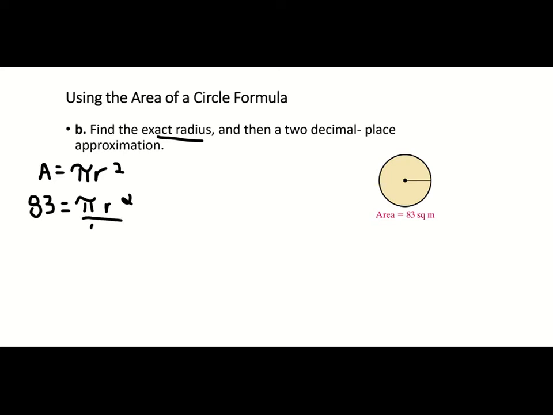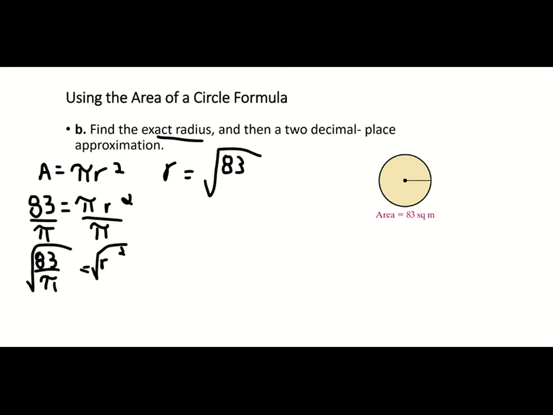So we have to solve for r. The first thing I'm going to do is divide by pi. And that's going to give me r squared is equal to 83 divided by pi. Now, to find the exact answer, we have to take the square root of both sides. So r is equal to the square root of 83 over pi. Normally I would say we should rationalize our denominator, but we have pi down there. I'm not going to worry about it. We're going to leave it like that.